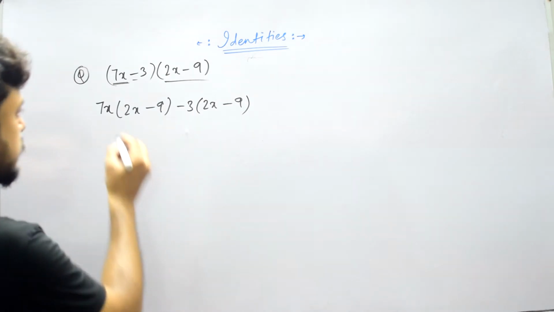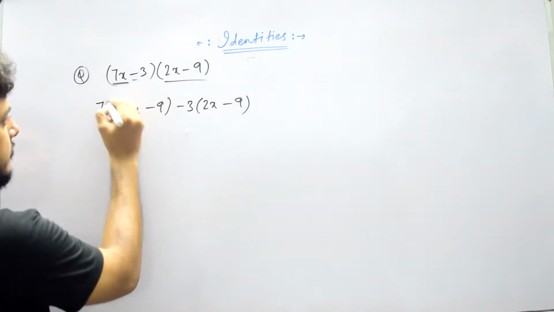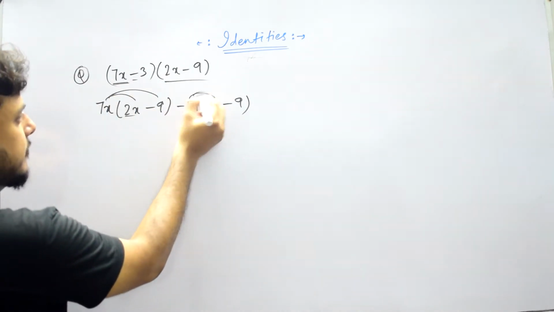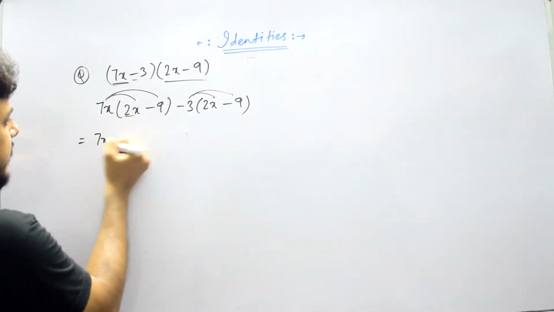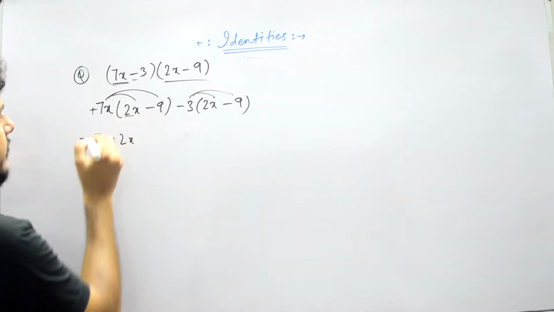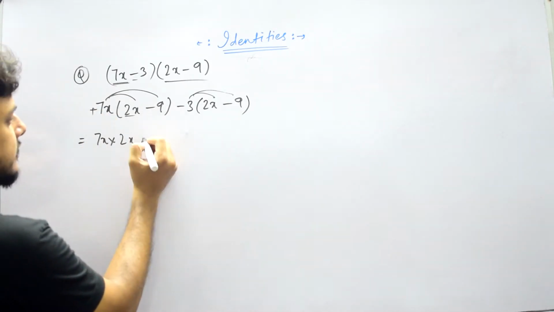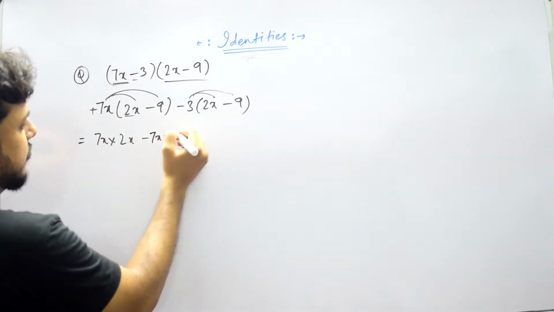Okay, now see, so again this 7x multiplies in both the terms, and this 3 multiplies in both the terms. So this becomes 7x into 2x. Now in front of 7 there is plus, so plus into minus is minus, and then 7x into 9.